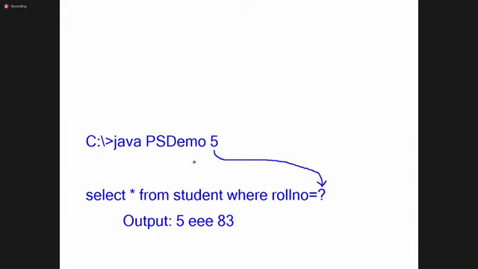Java prepared statement demo. Roll number only I'll pass. Then the output should come, that particular record. Roll number 5 record, it has to display. This is dynamically I'm passing. In this query we have to insert, and we have to bring the output. Okay. This program you are going to see.